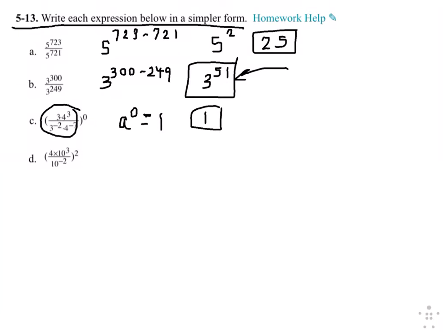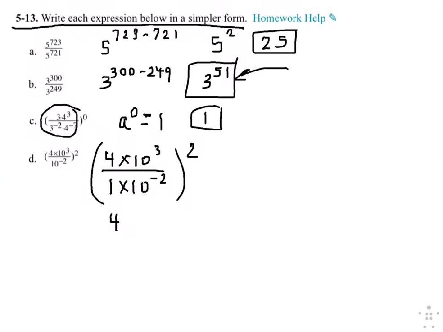Okay, and then this next one is 4 times 10 to the third. So let's rewrite this as 4 times 10 to the third divided by 1 times 10 to the negative 2, squared. So now let's simplify what's inside the parentheses. 4 divided by 1 is 4. 10 to the third divided by 10 to the negative 2, that's 3 minus negative 2. 3 minus negative 2 is 3 plus 2, so that's 10 to the 5th.